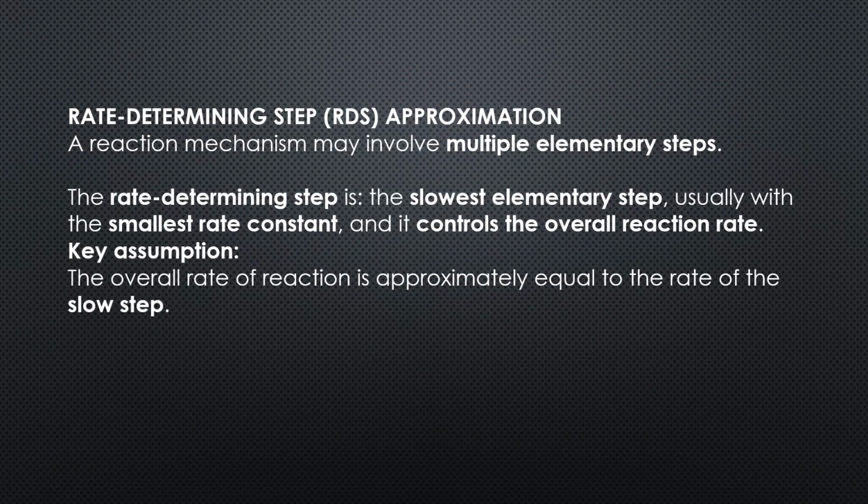Rate-determining step approximation. A reaction mechanism may involve multiple elementary steps. However, not all steps influence the reaction rate equally. The rate-determining step is the slowest elementary step, usually the one with the smallest rate constant, and it controls the overall reaction rate. Key assumption: the overall rate of reaction is approximately equal to the rate of the slow step.